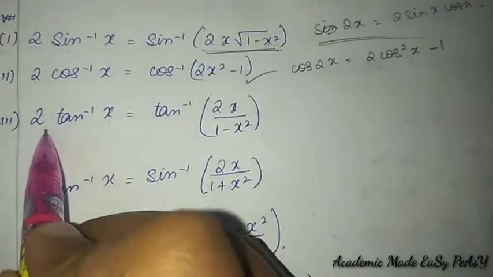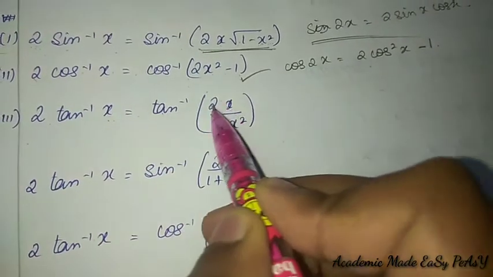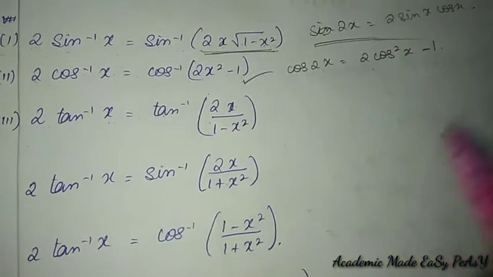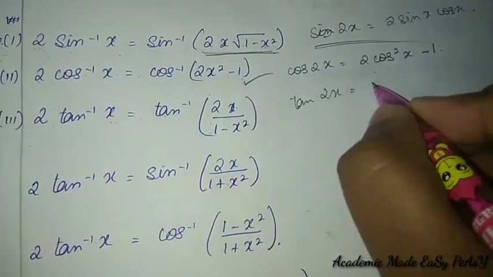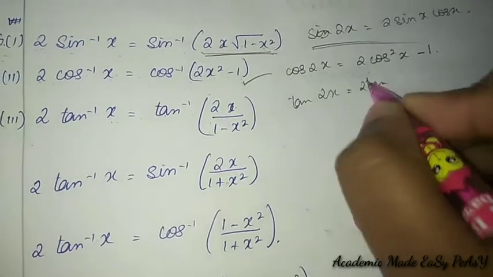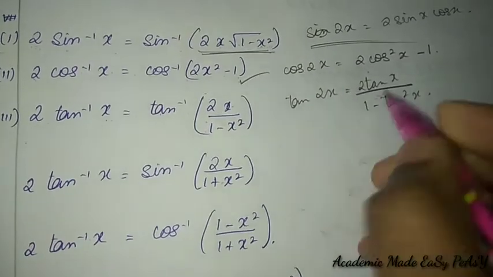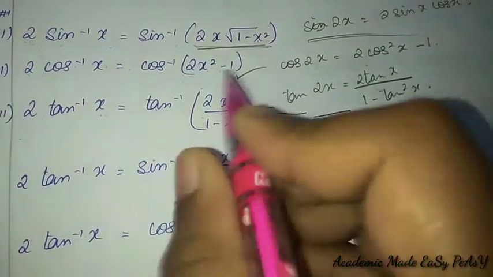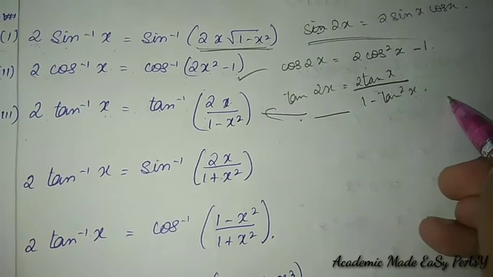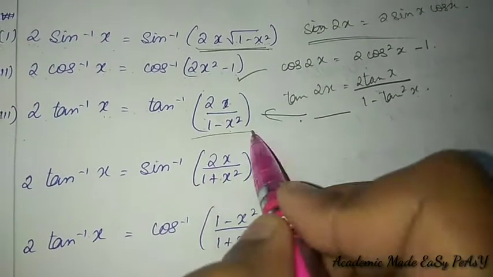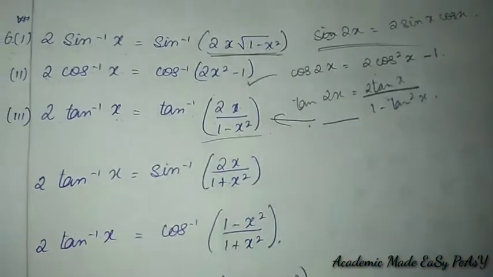So next one, when we go to 2 tan inverse x is equal to tan inverse of 2x by 1 minus x square. Even this is very similar. Tan 2x is equal to 2 tan x by 1 minus tan square x. So this is very similar to this, no? So tan is taken out only, so 2x by 1 minus x square. So directly it is given. So only inverse is taken out, only that is the difference.